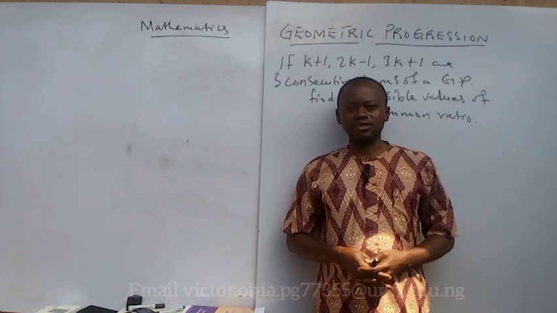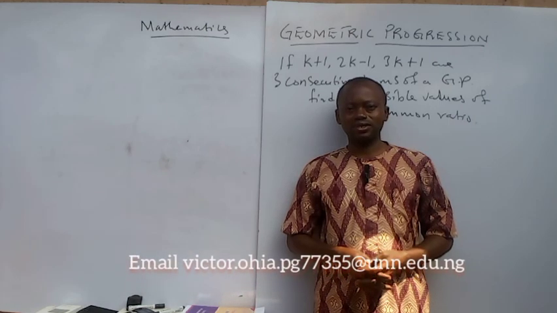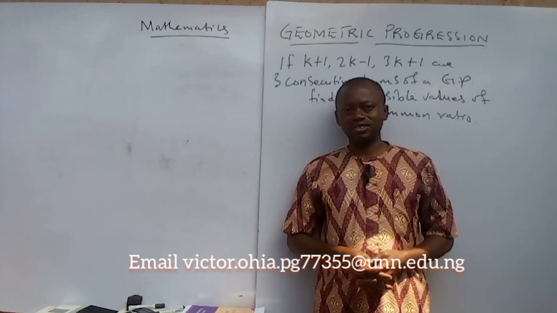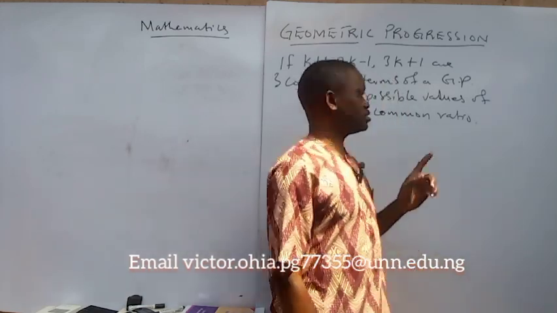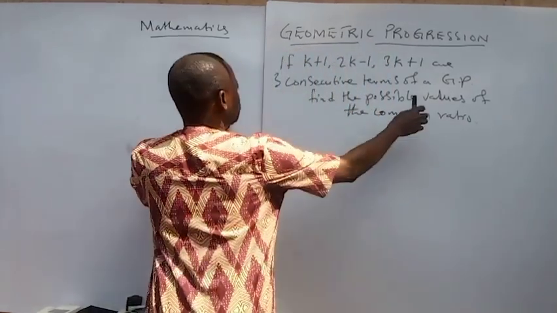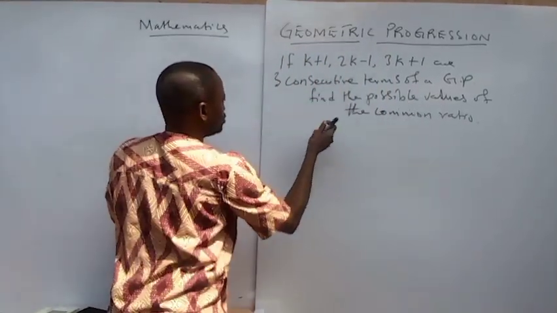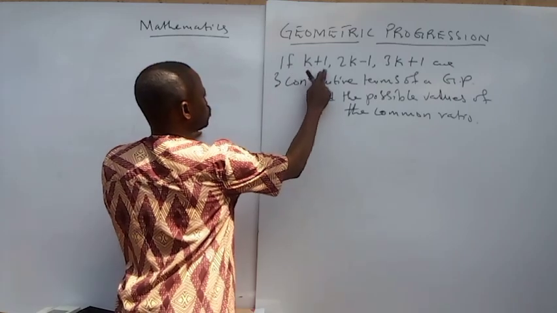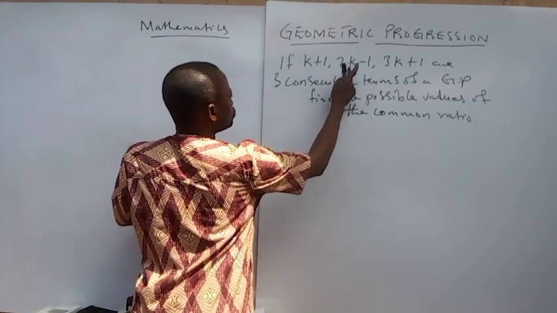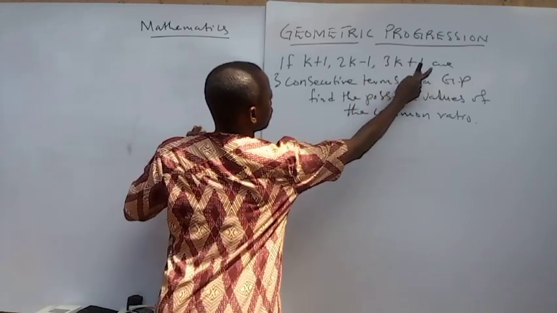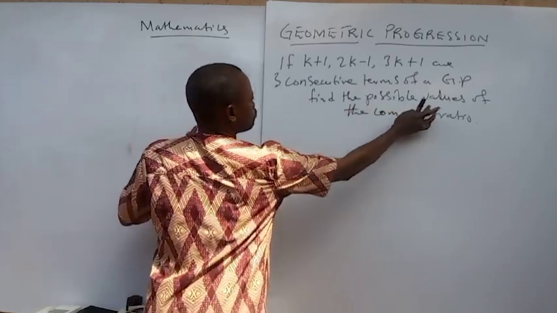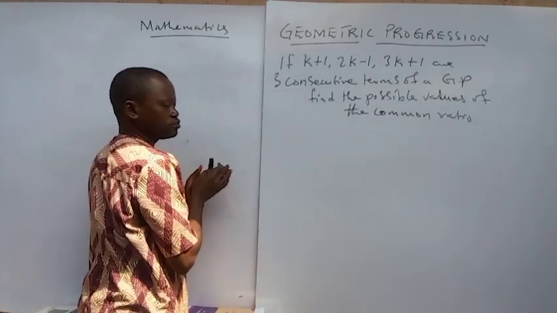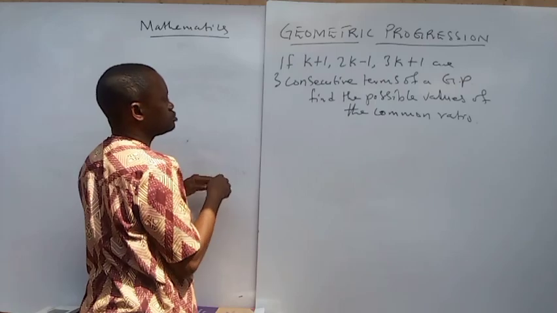All right. In this class today, we are going to be looking at a question I got that has to do with geometric progression. It's a JAMB question. Now, look at the question. It says that if k plus 1, 2k minus 1, 3k plus 1 are three consecutive terms of a geometric progression, find the possible values of the common ratio.